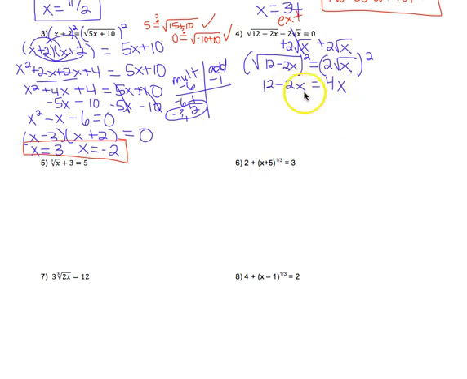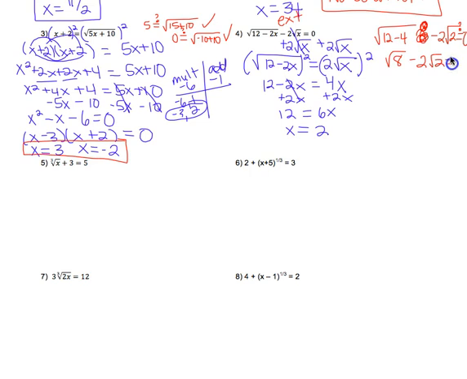So now I want to solve this for x, so get all my x's to one side over here. I've got 12 equals 6x, which would give me x equals 2. Again, we always want to go back and check it. So square root of 12 minus 2 times 2, which is 4. And then minus 2 square root of 2. And we're seeing if that equals 0. So 12 minus 4 is 8, square root of 8 minus 2 radical 2. We're seeing if that equals 0.